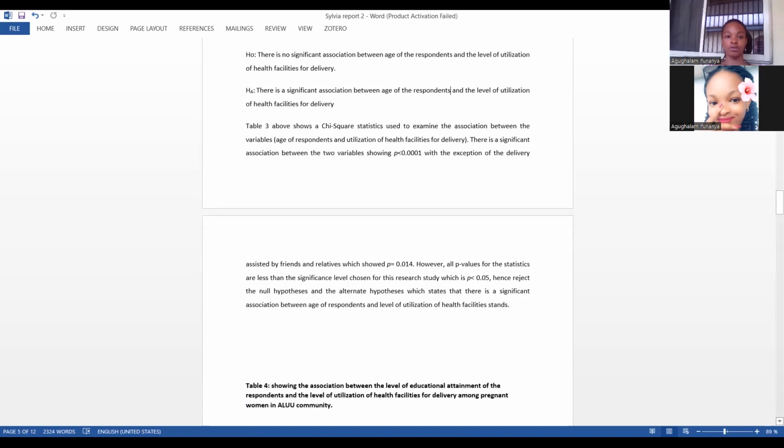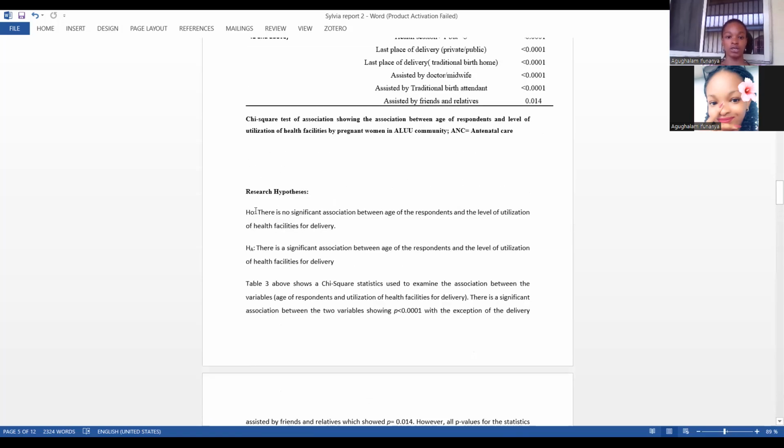So while reporting, we established our research hypothesis. We said our null hypothesis, signified as H0, says there is no significant association between age of respondents and the level of utilization of health facilities for delivery. And our alternate hypothesis says there is a significant association between age of respondents and the level of utilization of health facilities for delivery. Our significance level for this paper was set at 0.05. So we measure our p-value against that 0.05. As you can see, everything is less than 0.05.